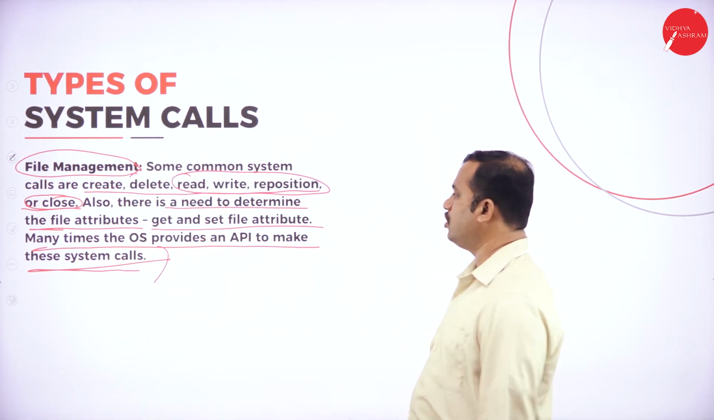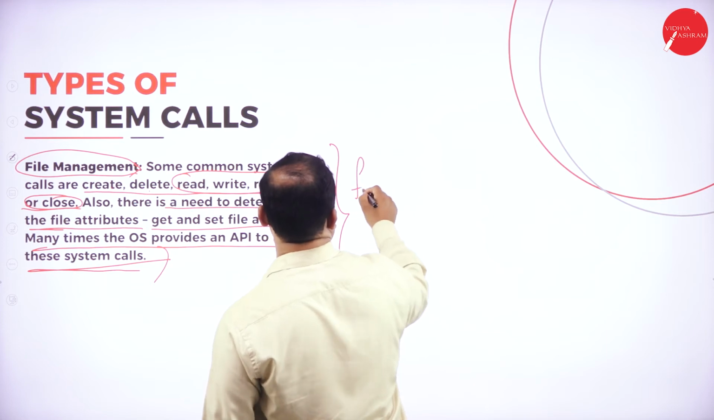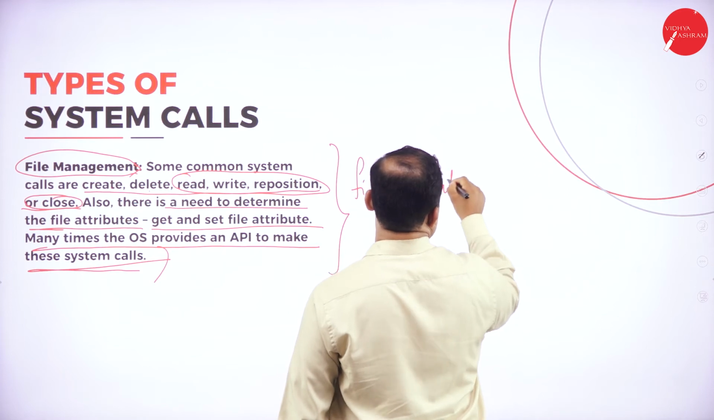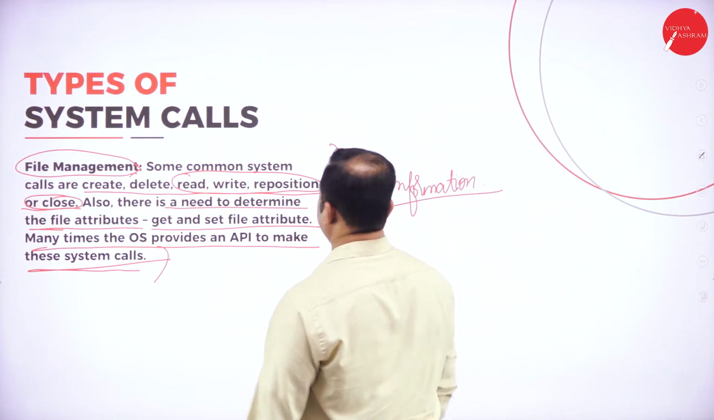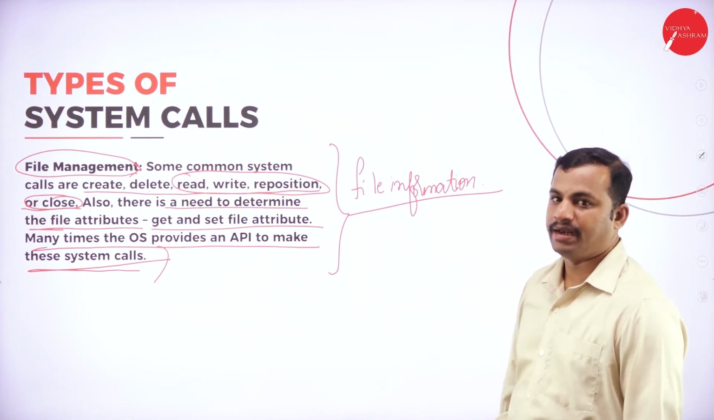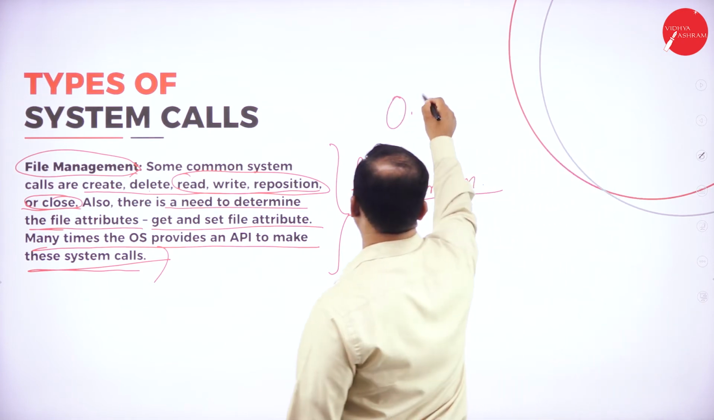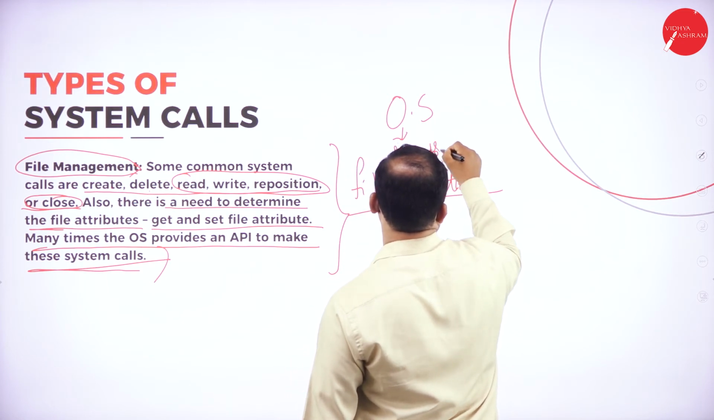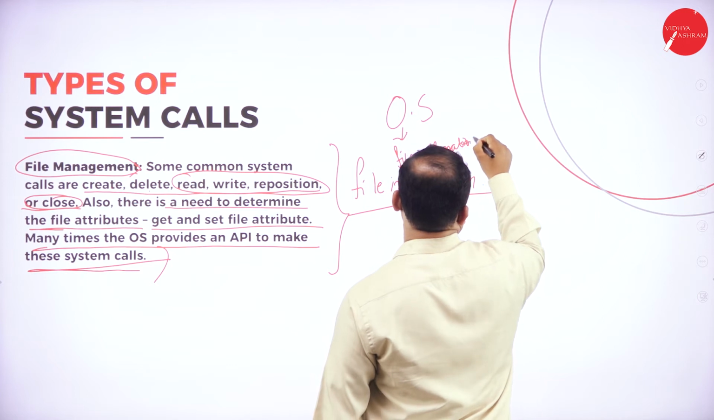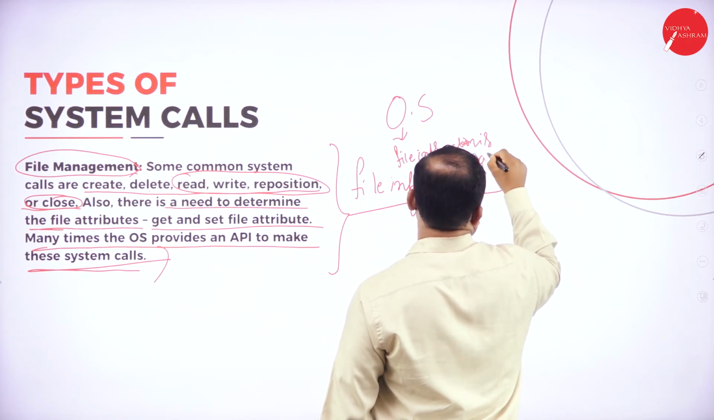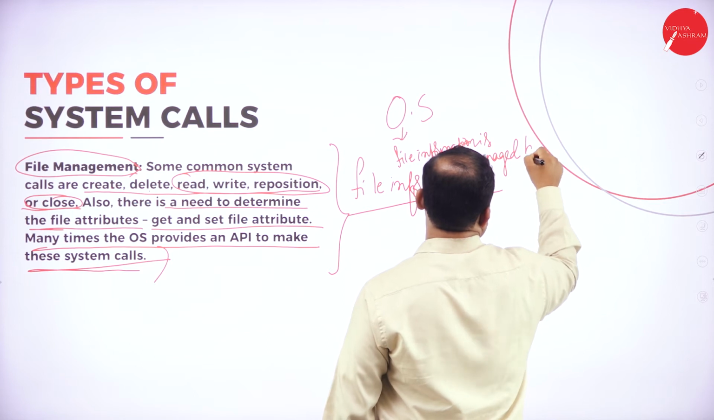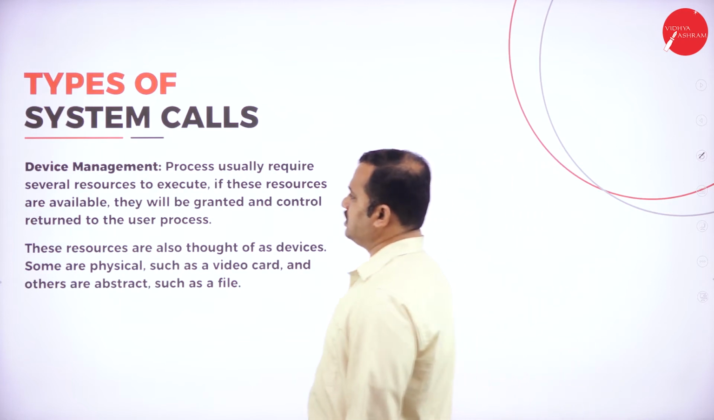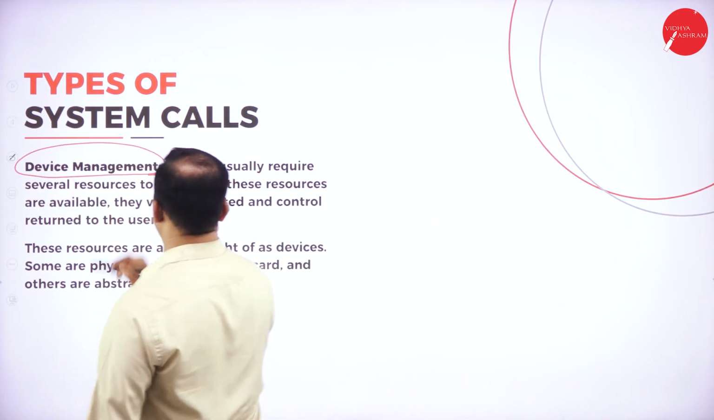So in order to manage all this file information, we must have the management called operating system. The operating system is the one that manages the file information. If that is the case, what is the meaning of device management?